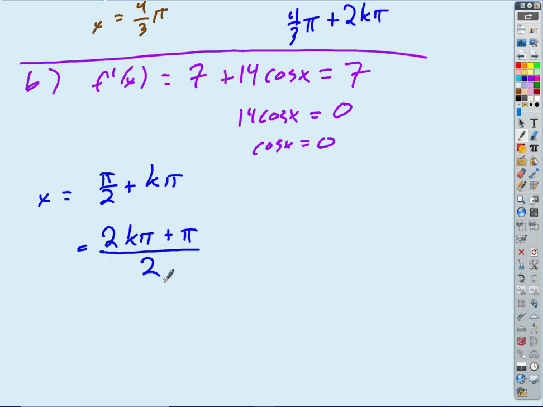That looks a little weird, doesn't it? We can factor a pi out, and yeah, this would be a good way to do it. If I factor a pi out, I get 2k plus 1 times pi over 2. Okay. I would argue we could have jumped right to that answer, though. What is that saying? What is 2k plus 1? If k is an integer, what is 2k plus 1?